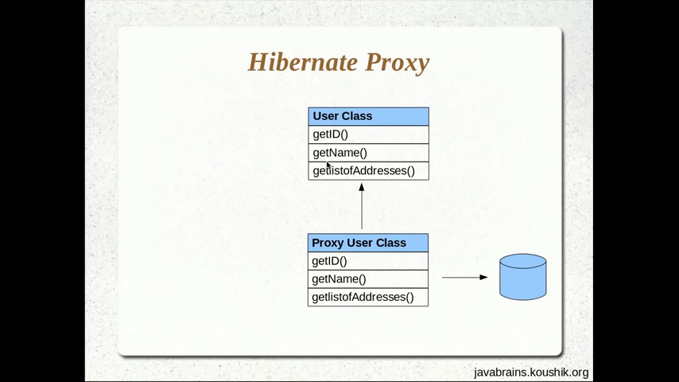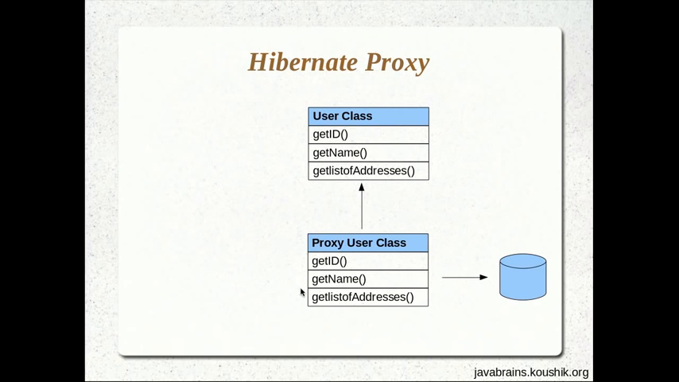You get whatever you call, the method gets executed, which is fine. Now consider this list, the one that we're talking about. We have a get list of addresses. Now instead of pulling up all these values and handing it over to you, you handed a proxy user class which does not have the complete list of addresses.